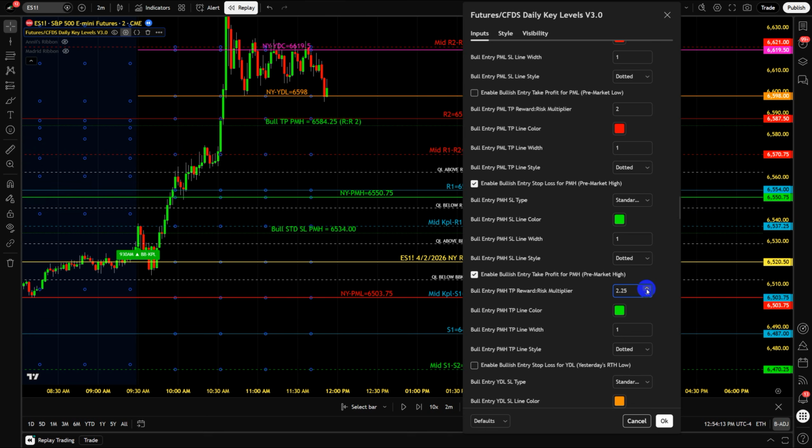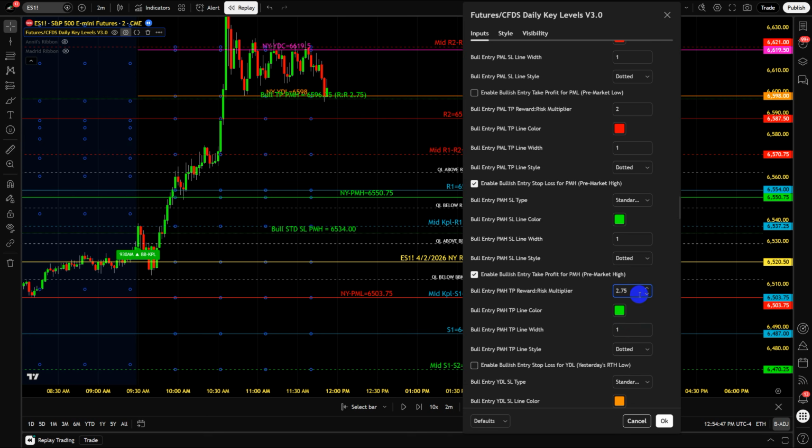Now these are also configurable in 0.25 increments, so you could go up. So in other words, we're changing to 2.25. And then as an example, 2.5, and now 2.75. So at 2.75, we should be right around the YDL level. So if we were targeting the YDL level, we would just leave it at 2.75. That's one way you can utilize this.